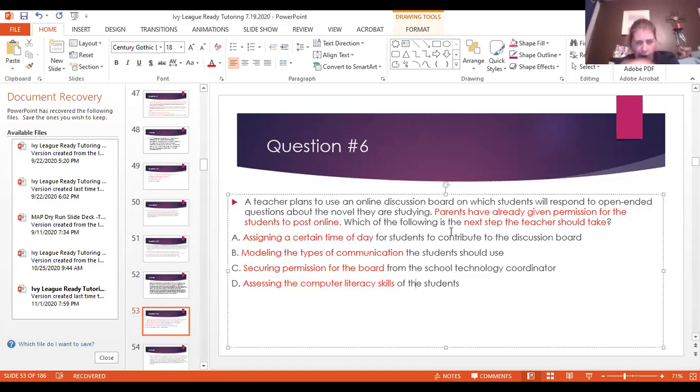Absolutely. Most of us said B. So then after you get permission from the parents, it's time for you to model the types of communication that the students should use.